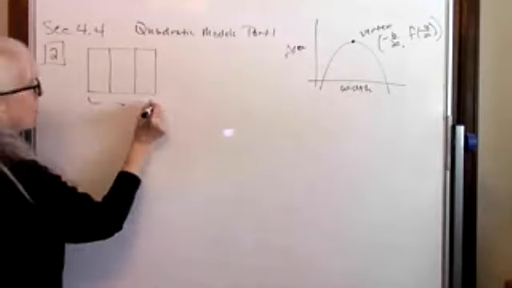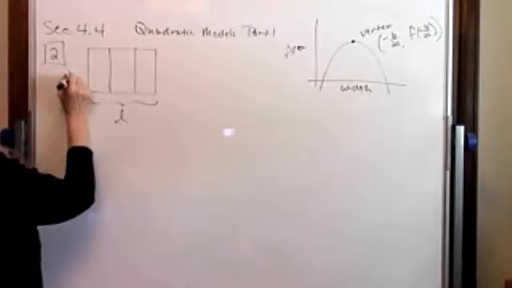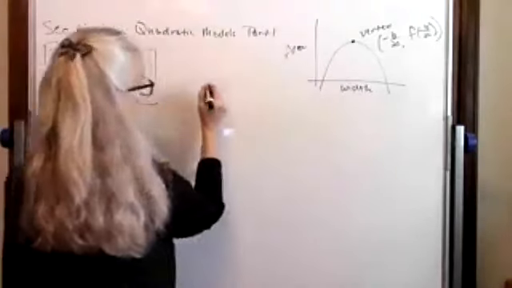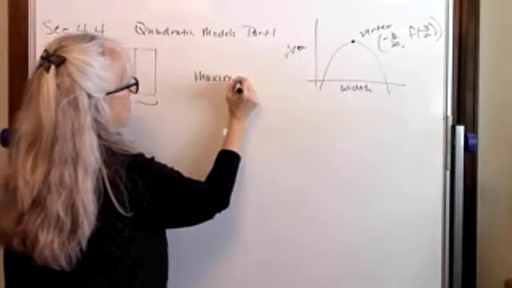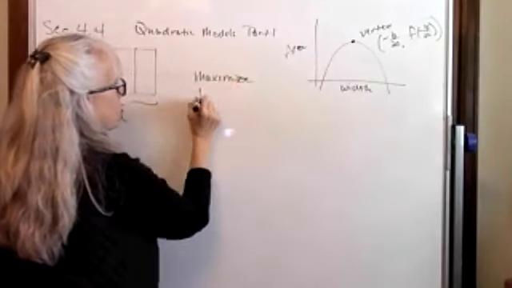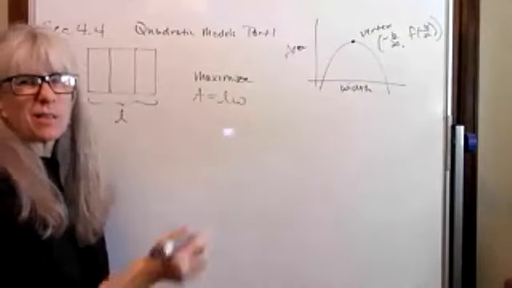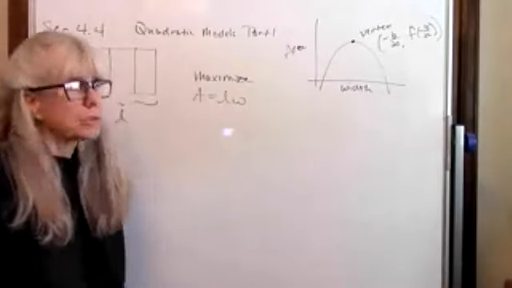Again, I'm going to call this side the length. Now it's the entire length, not the individual pens. And this side is the width. Again, we're trying to maximize the area. So to maximize, area is our length times our width. Same issue we had last time. We've got 2 variables in the function. That's no good. So we need to get rid of one of those variables.